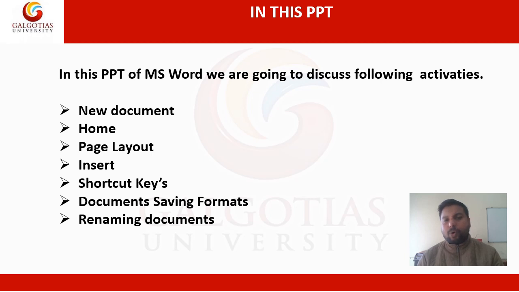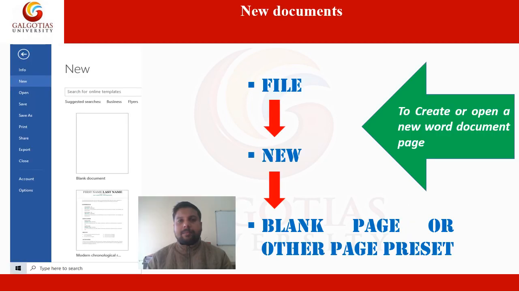What is a new document? Here is my first slide with the title new document. You can see on the left side I pasted a screenshot of MS Word. Now you can see here there is an arrow, info, new, open, save as, print, share, export, close. So after clicking on file, you have to click on new. When you click on new, you will get lots of presets. Presets means a pre-designed document. Then you only have to fill in the data.